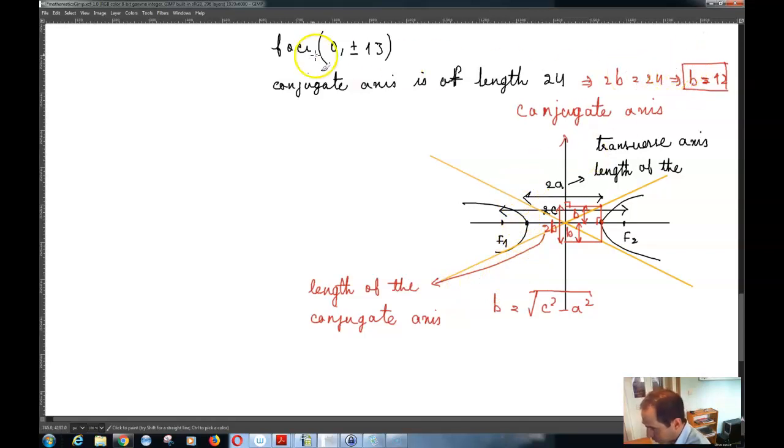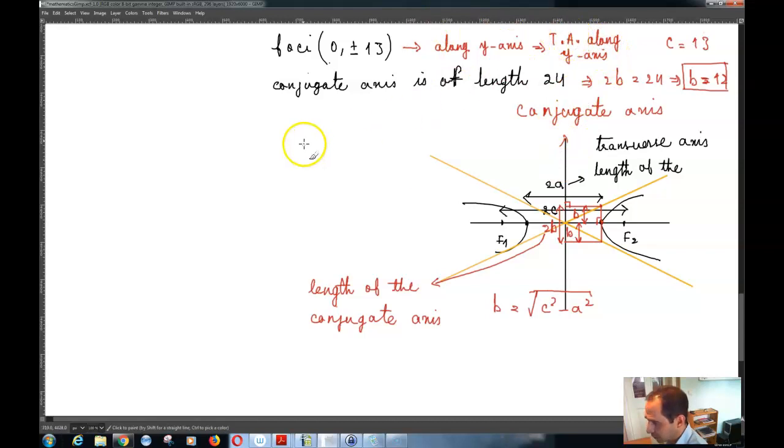Now, b is equal to 12 and c is equal to 13, because you know that your foci are at a distance c from the center. So your c is equal to 13, and you can see that this point is at 0 and along the y-axis. This point is along the y-axis, which in turn means that the transverse axis is along the y-axis.